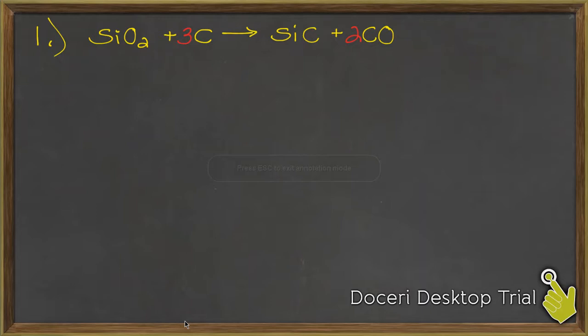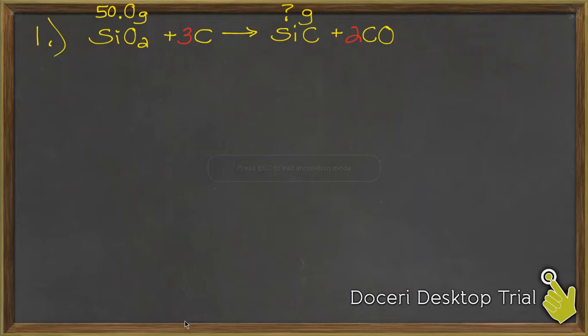If 50 grams, I'm going to write that above, of silicon dioxide actually produces 32.2 grams of silicon carbide, what is the percent yield? So guys, that 32.2 grams of silicon carbide, that is the actual yield. In order to find the percent, I need to find the theoretical of that same compound. I need to find how many grams of silicon carbide can theoretically be produced.